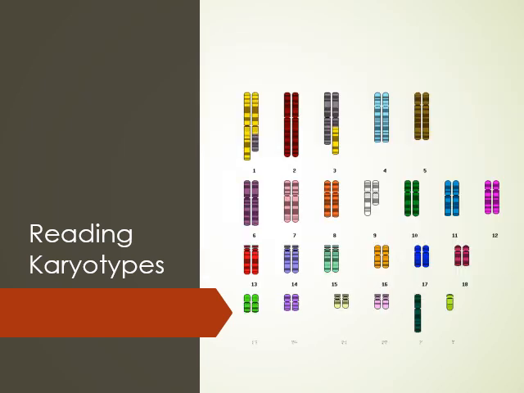Okay, here's another karyotype. Numbers are underneath. Here's the X and Y chromosome. Is it a boy or a girl? It's a boy. You can tell because it has an X and a Y chromosome. What's the issue with it? Take a look at this. Do you see anything wrong?